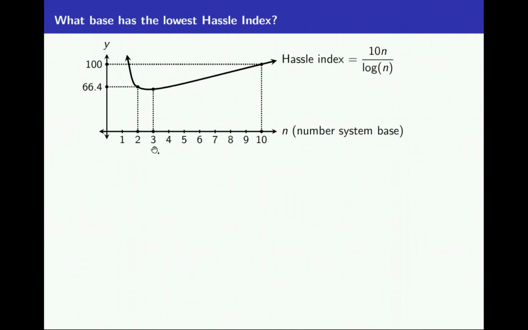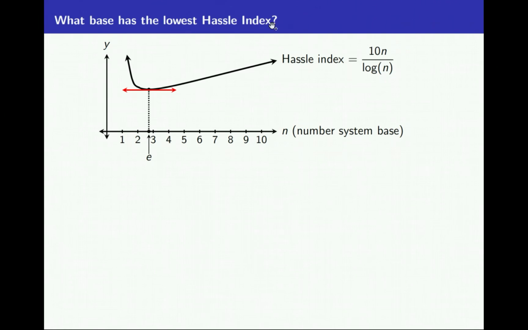But wait a minute. There's a point somewhere between 2 and 3. It's not an integer, but it looks like the hassle index is as low as it could possibly be there. And that point is e. e is the number that gives you the lowest possible hassle index. It's where the graph of the hassle index bottoms out, right there at e. And later, when you have more calculus, you can actually prove that this is exactly e at this lowest point.